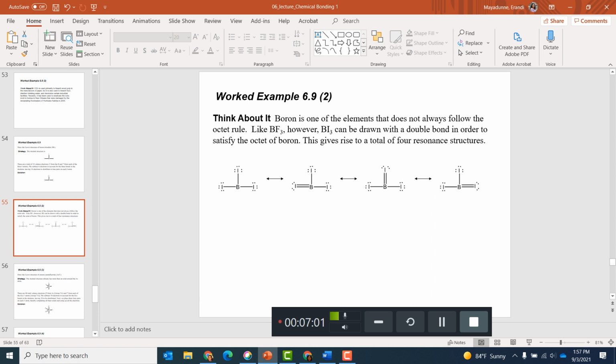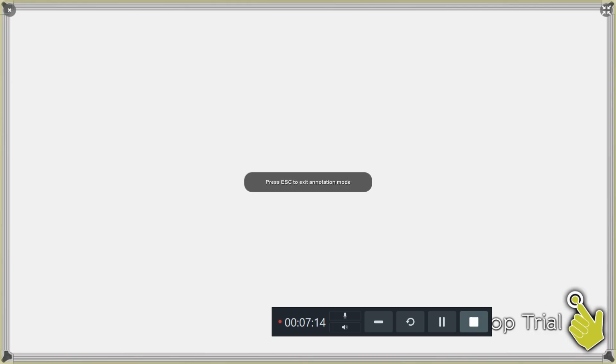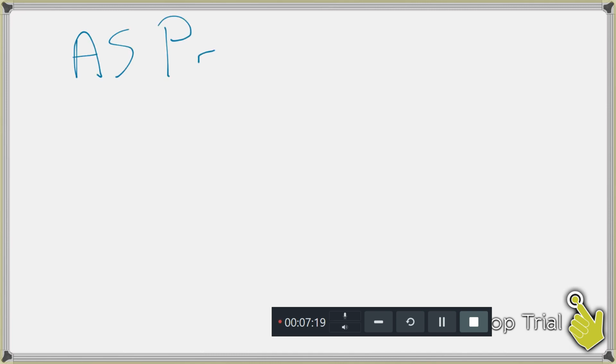So then boron and iodine, they draw the resonance too. And then I have: draw the Lewis structure of arsenic pentafluoride. Let me draw it. Arsenic pentafluoride. Arsenic is the center atom. Arsenic is group 5, right? So arsenic brings 5 electrons.